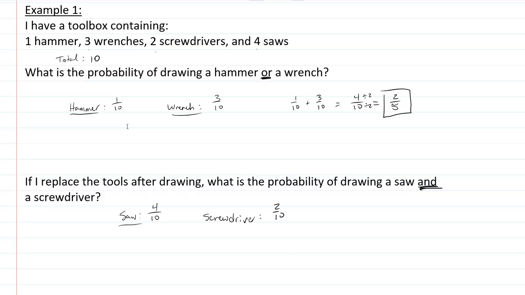So how we calculate the probability of an "and" situation is we multiply these two individual probabilities. So 4 over 10 times 2 over 10. This will give us 8 over 100, which is equal to, if we divide top and bottom by 4, 2 over 25. So that is the probability of drawing a saw and a screwdriver.